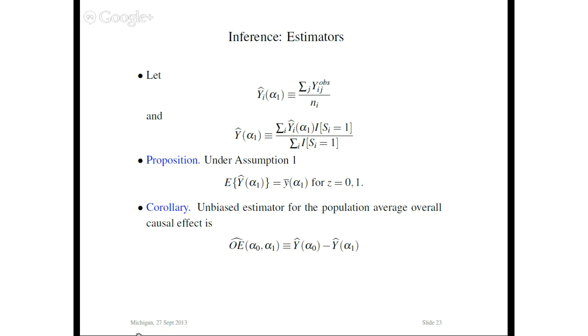And you can do the same thing marginally. Just take the average of all the responses in a group, ignoring whether or not individuals are assigned treatment or not, then average those group-level marginal estimators across groups assigned allocation strategy alpha 1, and you get an unbiased estimator of the marginal population average potential outcome, and that leads to an unbiased estimator of the overall effect.